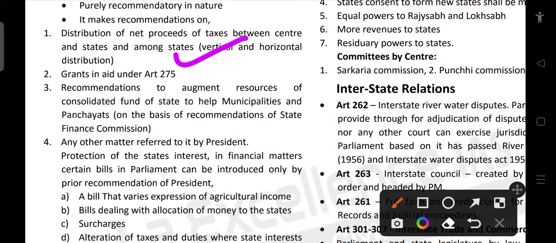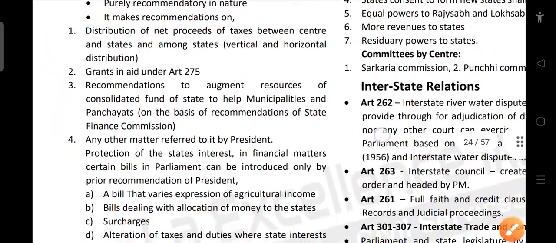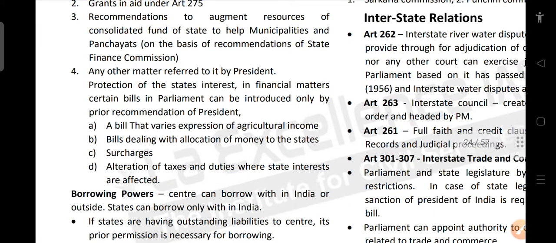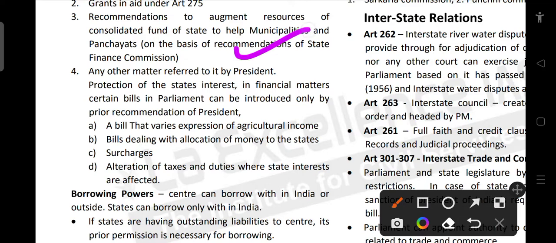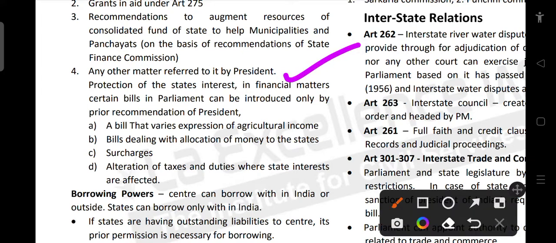Then grant and aid under Article 275, we saw, right? It is about the statutory grant. Then recommendation to augment resources of Consolidated Fund of State to help municipality and panchayat on the basis of recommendation of State Finance Commission. So they will even give recommendation to augment the Consolidated Fund of State to help municipality and panchayat. And any other matter referred to it by the President will also be taken care of.